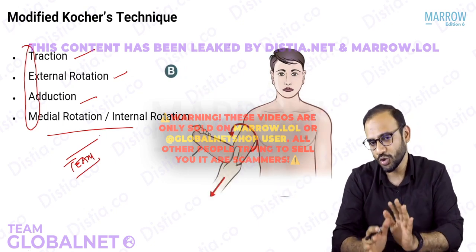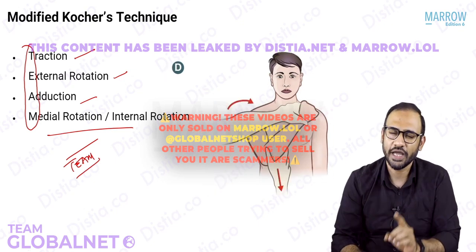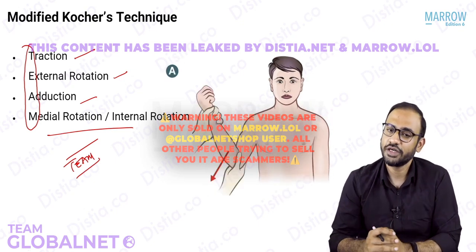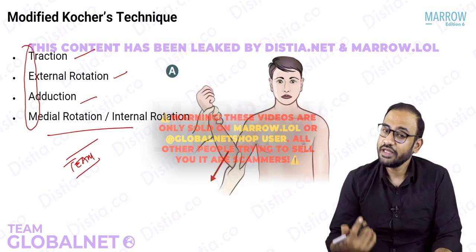This is the technique of shoulder reduction known as modified Cocker's technique, and these are the steps. There was an INI-SET question where they asked the sequence of the reduction technique. So this is what you will do. Most commonly performed technique. Any other technique that you should know?